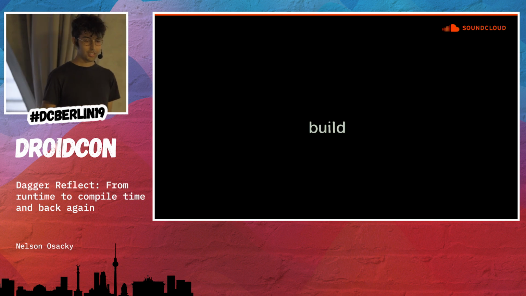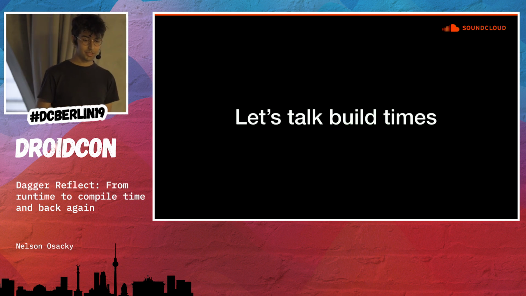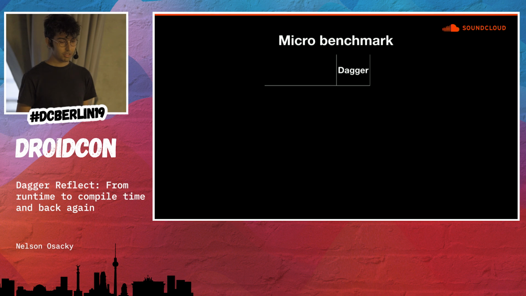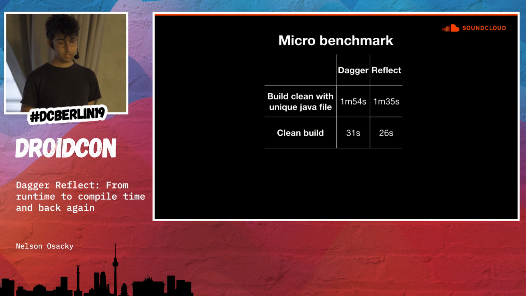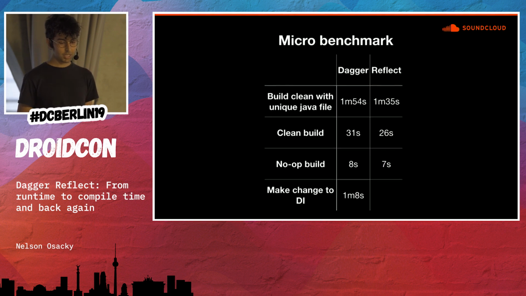But now the question you're all wondering is, how much does this speed up my build? So I did a little micro benchmark in our project. In a clean build and changing a unique Java file would take about 1 minute 54 seconds, and 1 minute and 35 seconds with Dagger Reflect. A clean build takes about 30 seconds with Dagger and about 26 seconds with Dagger Reflect. That's after doing the previous build, so it's not really a clean build. A no-op build is basically the same, and making a change to DI is about 1 minute 8 seconds and 1 minute and 1 second with Dagger Reflect.